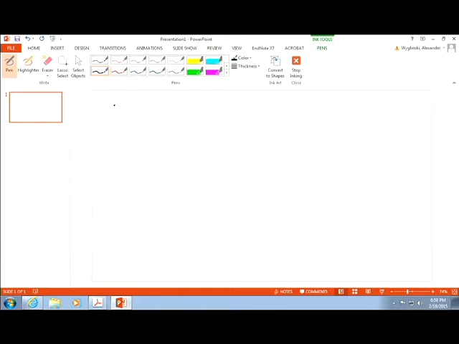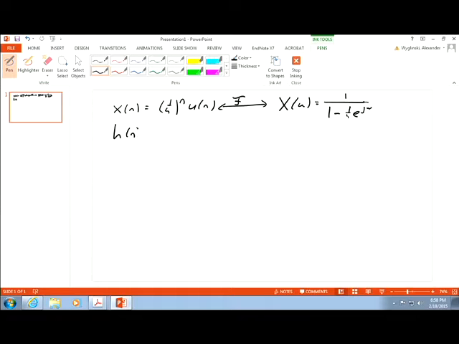Okay. So we know that x of n is equal to a quarter to the n u of n, right? And we know that it has a Fourier transform pair that's equal to, right. We also know that h of n is equal to a half to the n u of n, and it has a Fourier transform pair that's equal to H of omega, 1 over 1 minus a half e to the j omega. Right? Am I right?